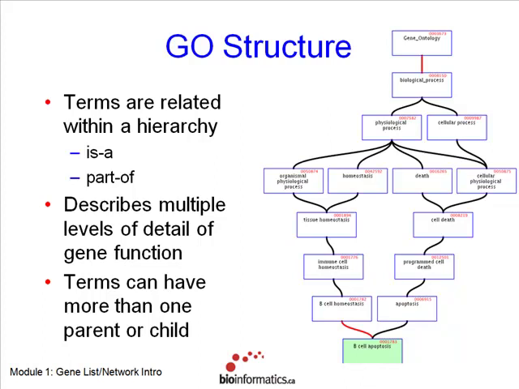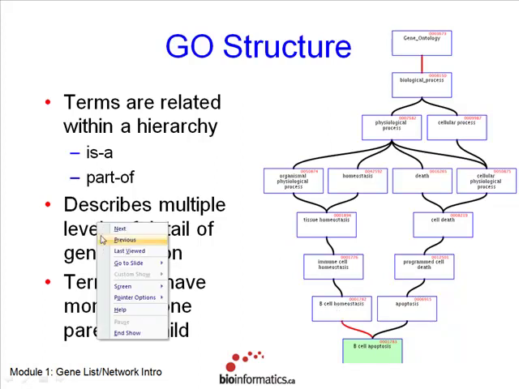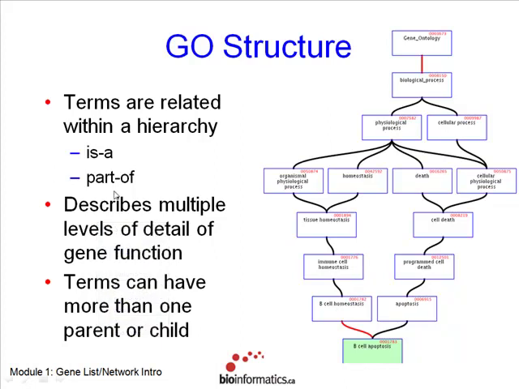So there are relationships like apoptosis is a type of programmed cell death, which is a physiological process. Or B cell apoptosis is part of B cell homeostasis. So there are these relationships like is a and part of, and there are a couple of other relationships in gene ontology that relate terms to each other. And in general, this relationship is set up so that more general terms are at the top of the hierarchy and more specific terms are at the bottom. And so this is a way of organizing all of these terms so that you can understand how detailed the term is or how general the term is.